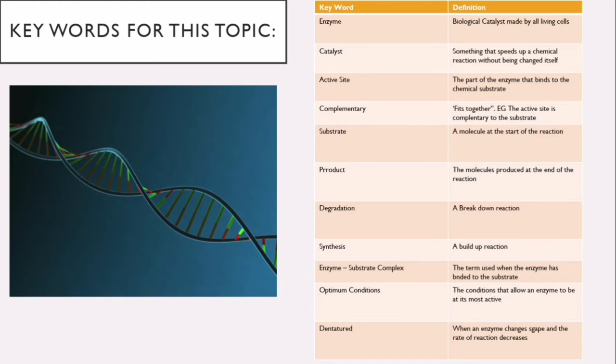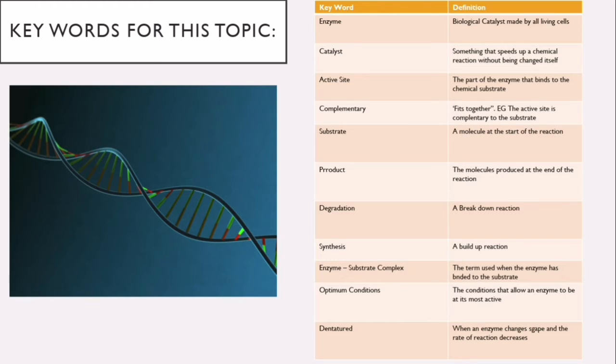The word complementary is a key word for this unit, and it'll be used quite a lot when you're speaking about complementary base pairs, etc. And this just means it fits together. So the active site is complementary to the substrate, and the substrate is a molecule at the start of the reaction. The product is the molecule produced at the end of the reaction.